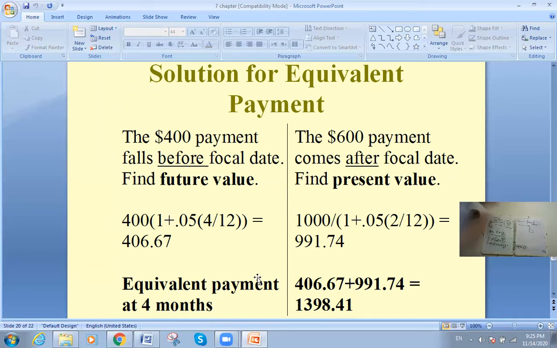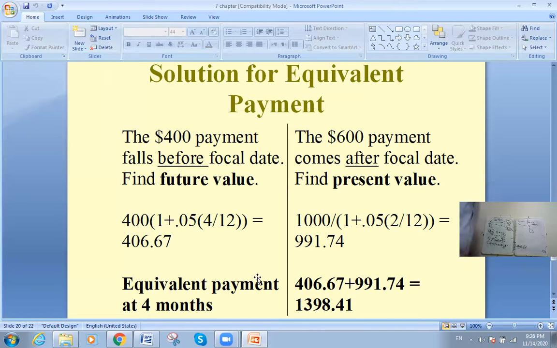406.67. So what you have now is 400, and after 4 months it will be 406.67. Let's go to the second amount, which is $1,000 after 6 months from now as well.